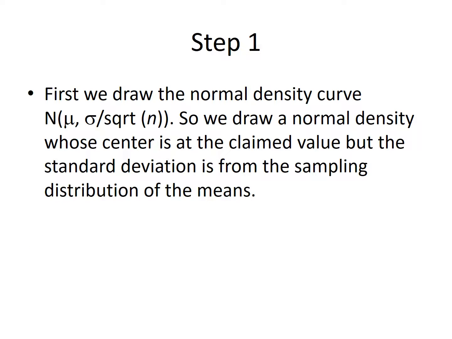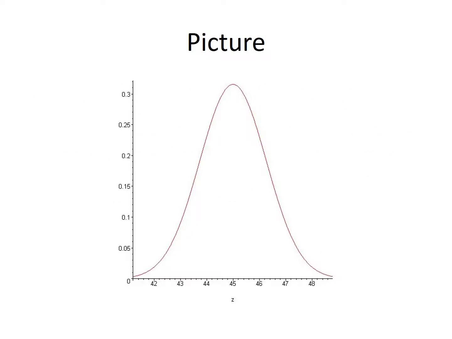Step 1 again, first draw the normal density curve with the curve centered at the claimed value, and again the standard deviation is from the sampling distribution of the means. In other words, it's from the population standard deviation divided by square root of the sample size. So here is our diagram to start us off. This particular curve is centered at 45 and has the appropriate standard deviation from the sampling distribution of the means.